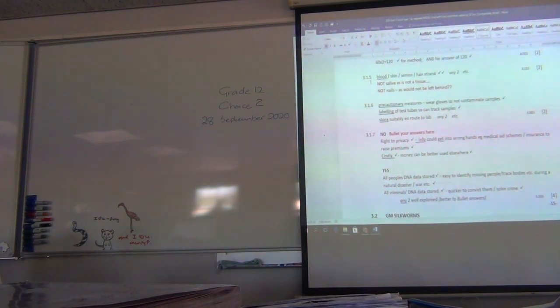3.1.5, two types of tissue samples. Blood, skin, semen, or hair. You can't say saliva because saliva is not a tissue.